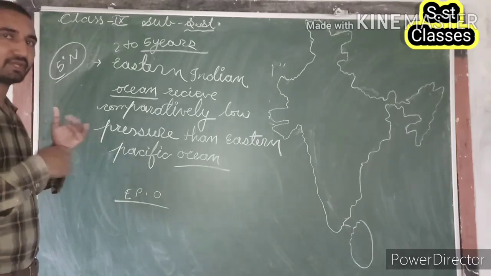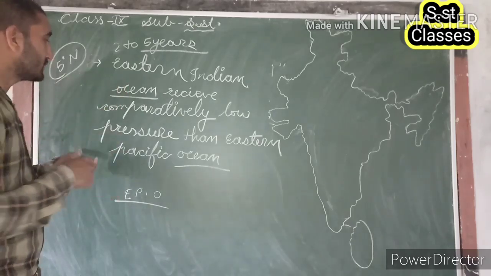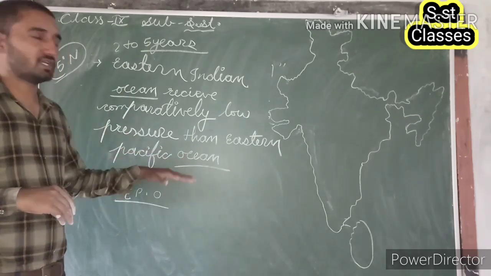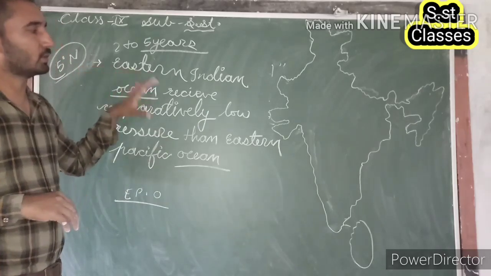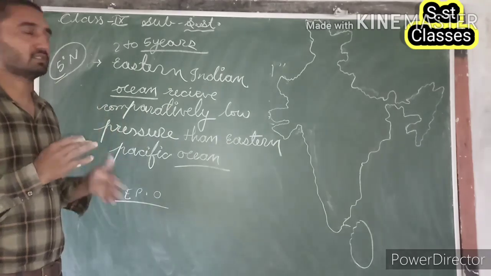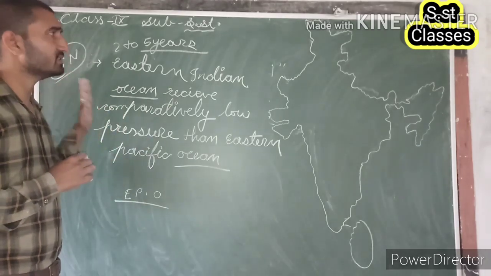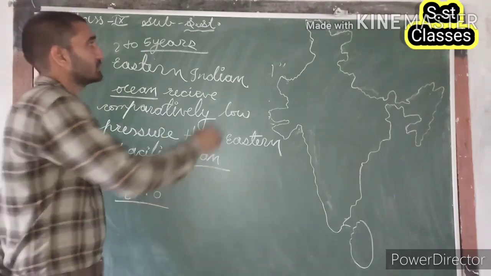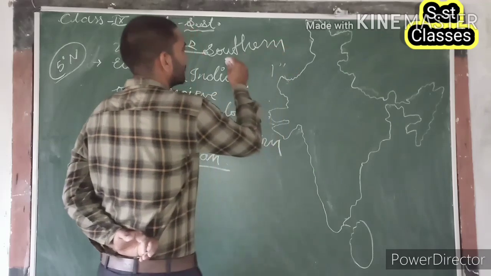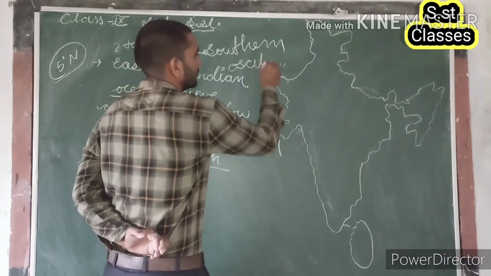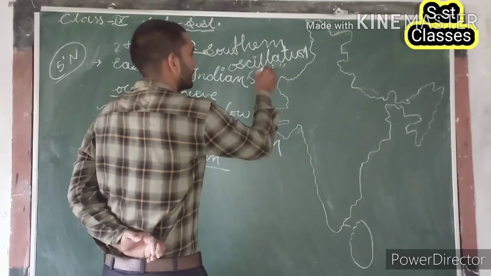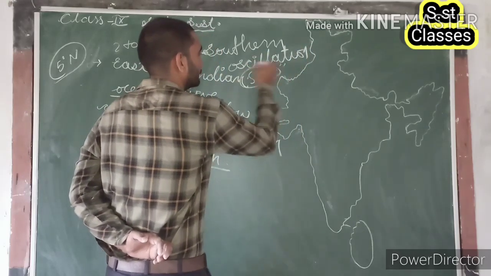Means we can say that after a periodic change of 2 to 5 years, generally the Eastern Pacific Ocean receives comparatively low pressure in comparison to the Eastern Indian Ocean, and in this way the wind direction will be comparatively reversed, and this thing is called the Southern Oscillation, or in short, SO.